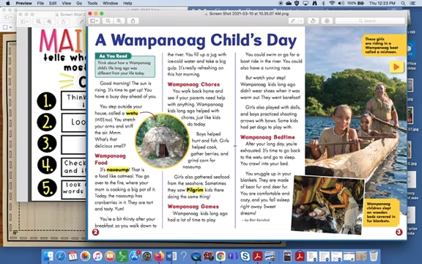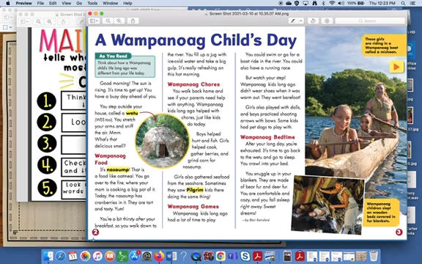Wampanoag bedtime. After your long day, you're exhausted. It's time to go back to the Weetu and go to sleep. You crawl into your bed. You snuggle up in your blankets. They are made of bear fur and deer fur. You are comfortable and cozy, and you fall asleep right away. Sweet dreams.